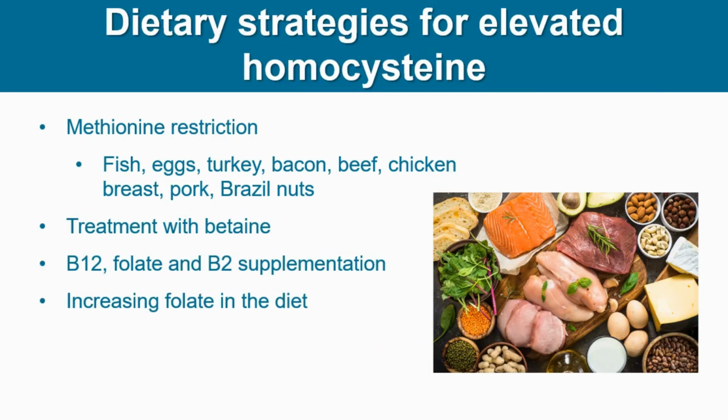If there's high homocysteine, you want to restrict methionine. Interestingly, methionine restriction is also recommended for cancer. So that's fish, eggs, turkey, bacon, beef, chicken breast, pork, Brazil nuts, if there is high homocysteine. Treatment can be done with high-dose betaine. Betaine is actually found in the Vicon, but you can take a higher dose if there is high homocysteine. B12, folate and B2 supplementation also help in increasing folate in the diet.